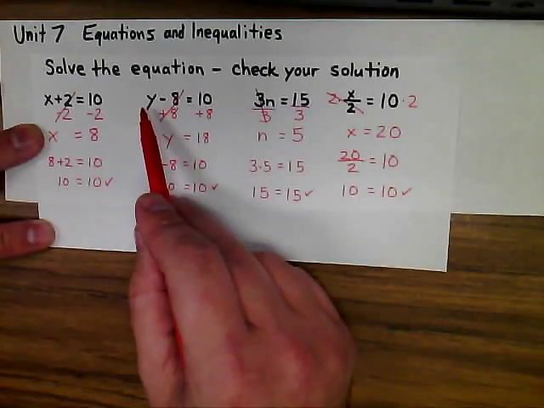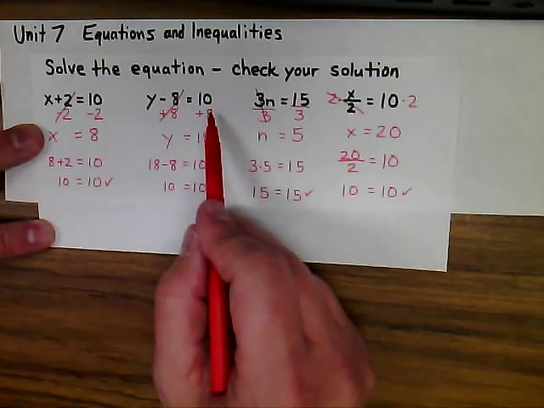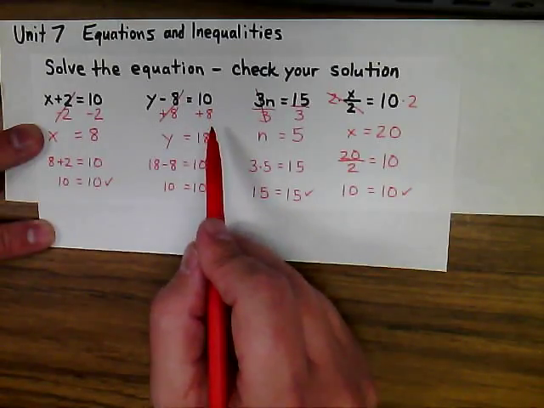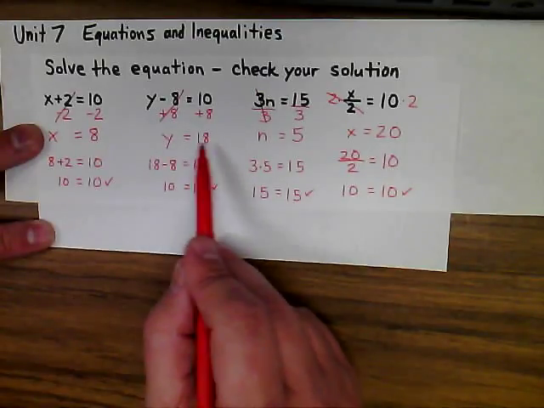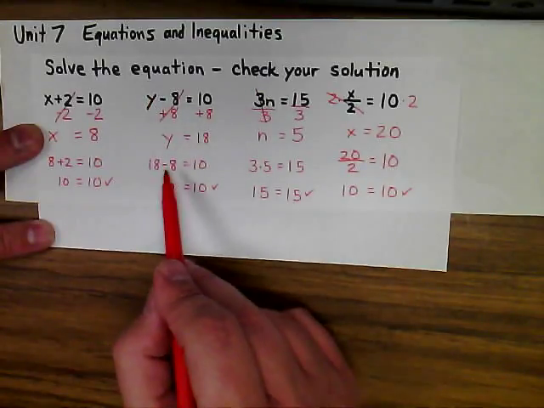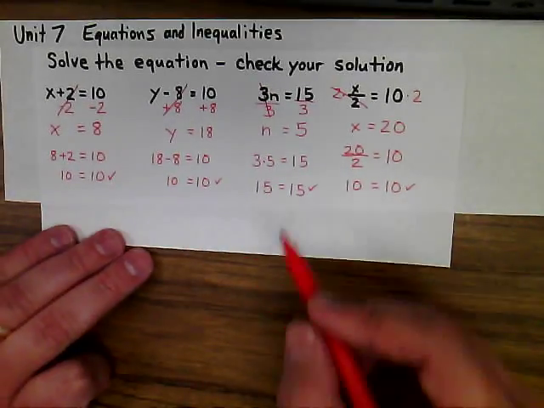The same thing's here. Y minus 8 equals 10. We'd add 8, cancel it out, do the same thing over here, because of the property of equality, to keep both sides equal. Again, we plug in our answer. We think that y is 18. Let's try it. 18 minus 8 does equal 10. So again, we have a solution that we know works.